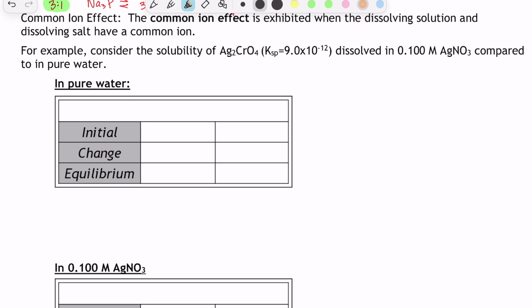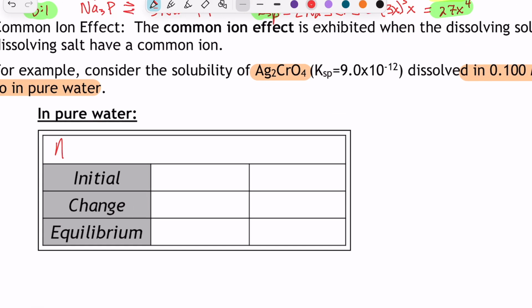All right, so here's what we've got. We want to consider the solubility of silver chromate when it's dissolved in 0.1 molar silver nitrate compared to dissolved in pure water. Okay, so let's just think about the solubility in pure water first. So what we need to do first is make our ICE chart, of course. So we have Ag2CrO4, that's our solid, yields reversibly, 2Ag+ plus CrO4 2-. I'm going to write my Ksp expression. Let's go ahead and get that out of the way.